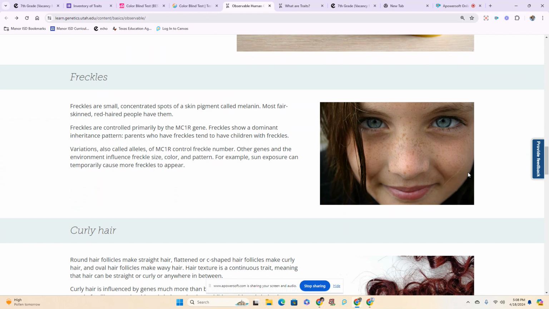Variations, also called alleles, of MC1R control freckle number. Other genes and the environment influence freckle size, color, and pattern. For example, sun exposure can temporarily cause more freckles to appear.